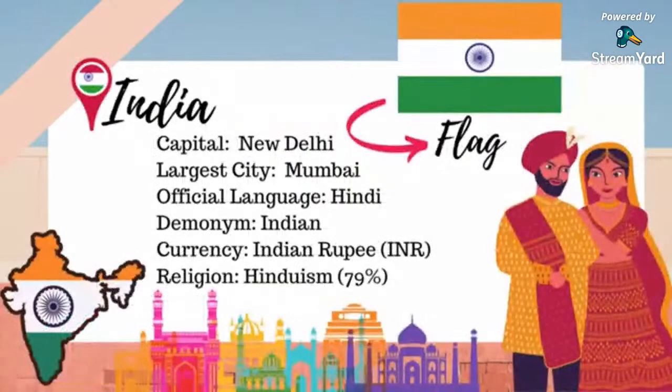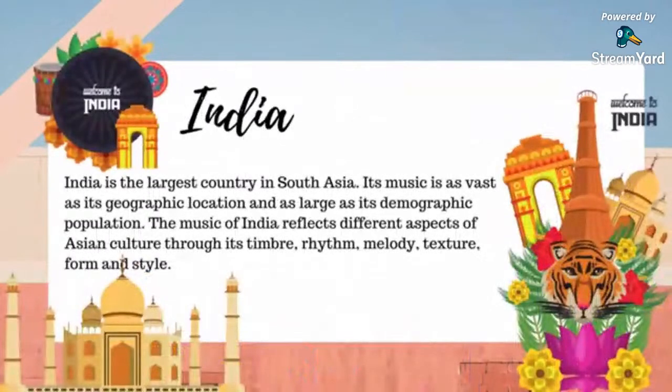Let's go to India. Capital, New Delhi. Largest city, Mumbai. Official language, Hindi. Demonym, Indian. Currency, Indian rupee, INR. Religion, Hinduism, 79%. India is the largest country in South Asia. Its music is as vast as its geographic location and as large as its demographic population. The music of India reflects different aspects of Asian culture through its timbre, rhythm, melody, texture, form, and style.